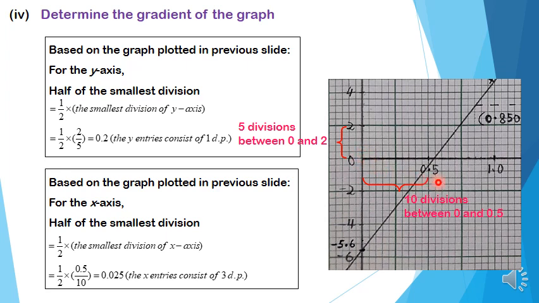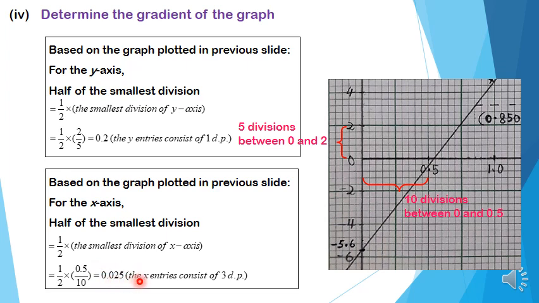We take the value of 0.5 divided by 10 divisions. So each of the divisions gives us a value of 0.05. And we can estimate until half of the division, or half of the square box here. Therefore, we take the value of 0.05 divided by 2, and it gives us a value of 0.025. And it has 3 decimal places.